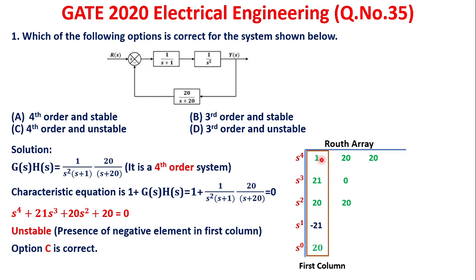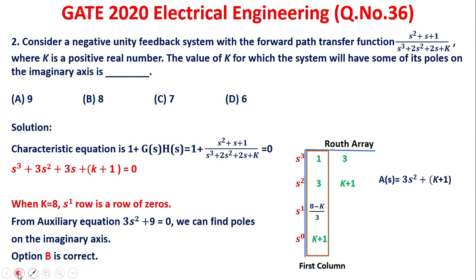By finding all the first column elements of the Routh array, we can find that there is a negative sign in the first column. Therefore, there are two sign changes actually, but the question is not the number of sign changes. Is the system stable? It is unstable because of the negative element presence in the first column of the Routh array. Therefore, fourth order unstable. So fourth order unstable is option C. Let us move on to the second problem.